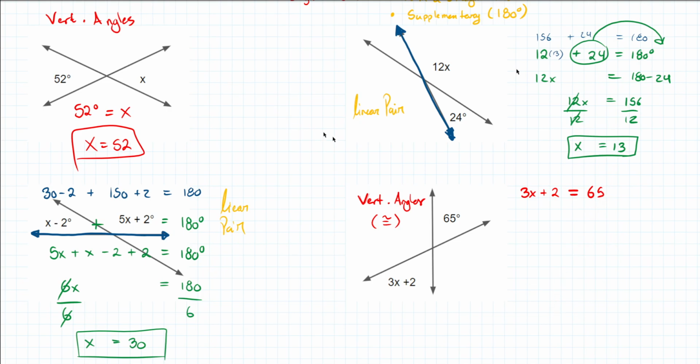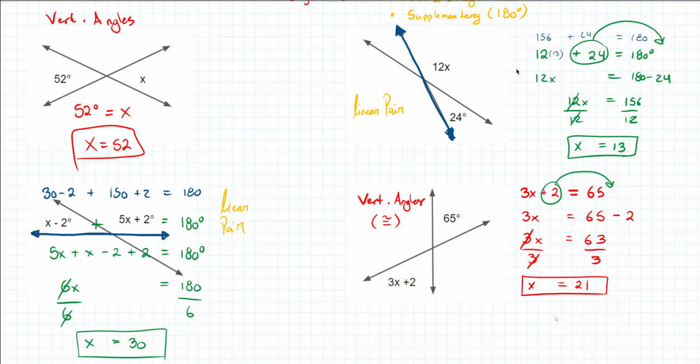And then I'm going to solve it. I'll move my 2 to the other side. We'll have 3x equals 65 minus 2. That means 3x equals 63. And then I will divide by the coefficient. Divide by 3, divide by 3, slice and dice. X equals 21.